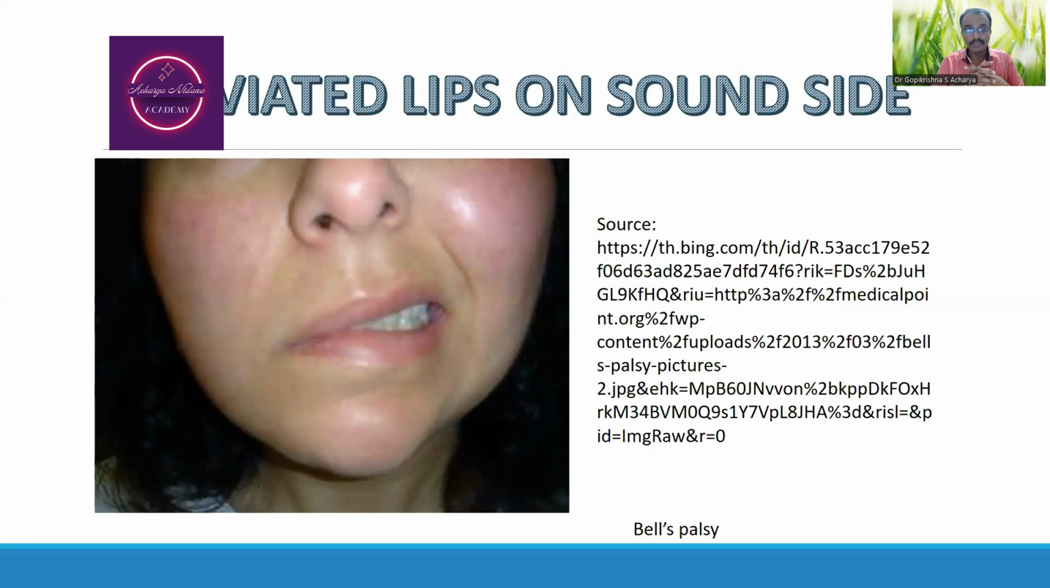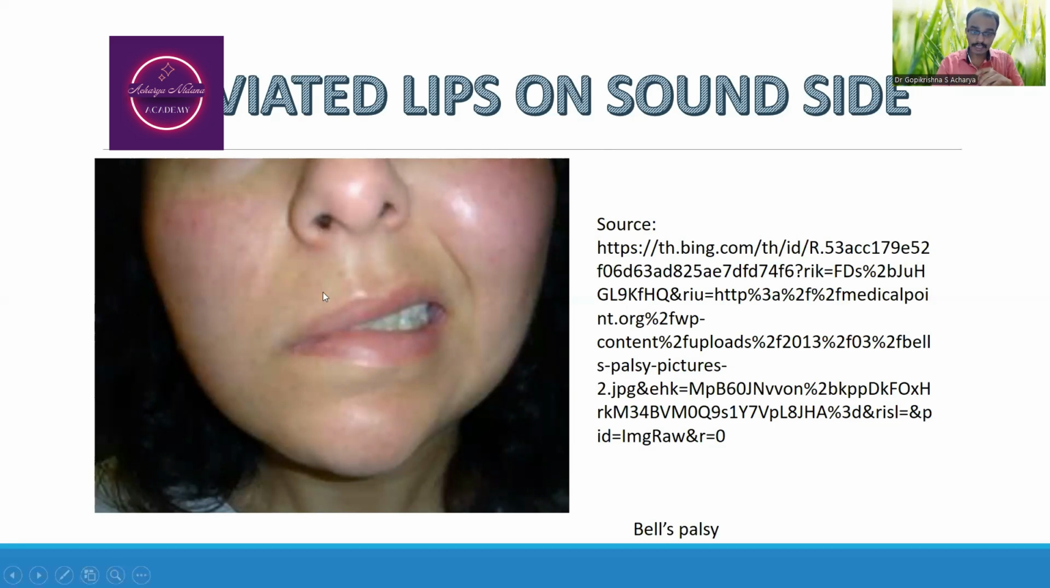This is the deviation of the lips to the left side. So this lady has facial palsy on the right side. This is supported by the nasolabial fold. Here on the left side, it is very prominent. On the right side, there is obliteration of the nasolabial fold. This is an indication of facial palsy.